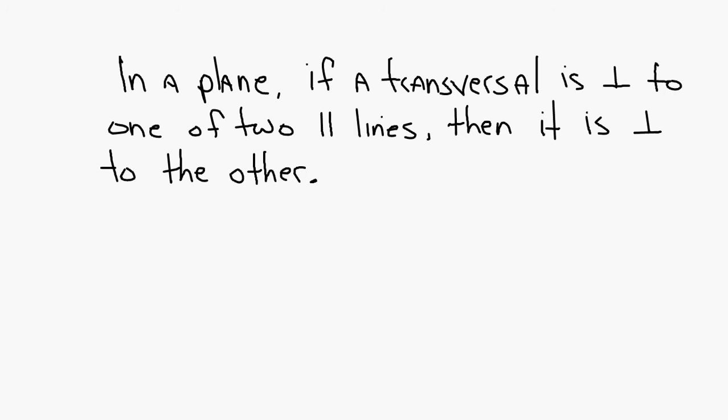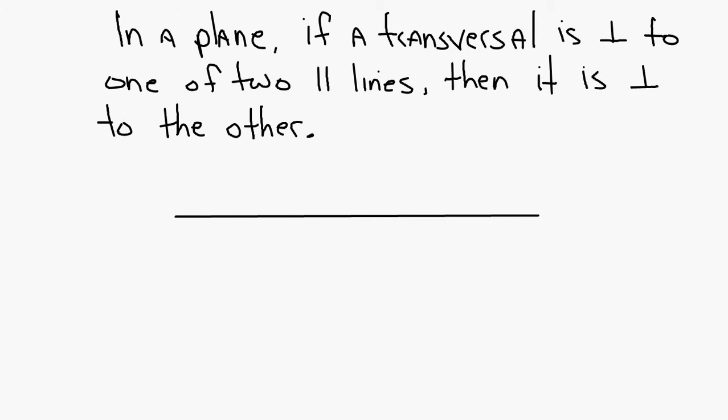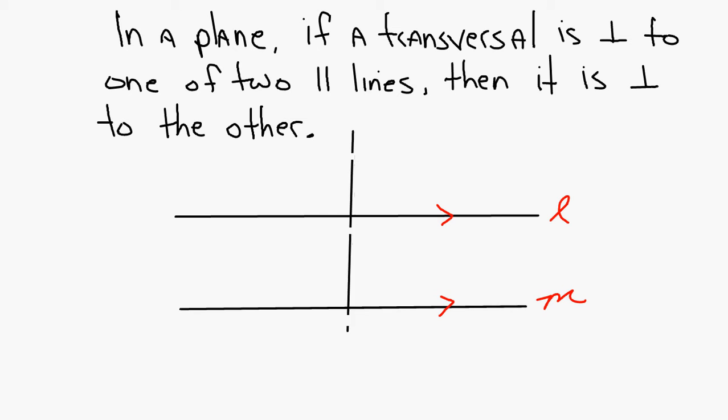So if we draw a picture of that in a plane, if a transversal is perpendicular to one of two parallel lines, so we need two parallel lines, and these lines are parallel when they get the red arrows on them. So L is parallel to M. If a transversal, so we need a transversal now, if a transversal is perpendicular to one of the two lines, so let's say that this transversal T is perpendicular to line L.